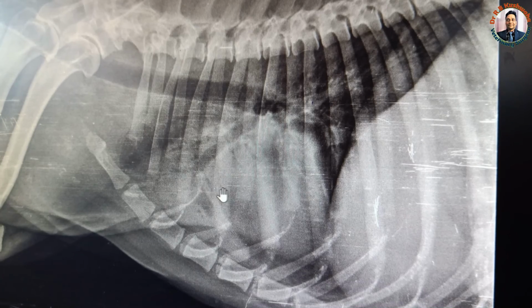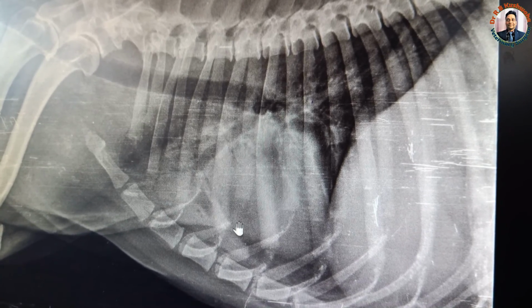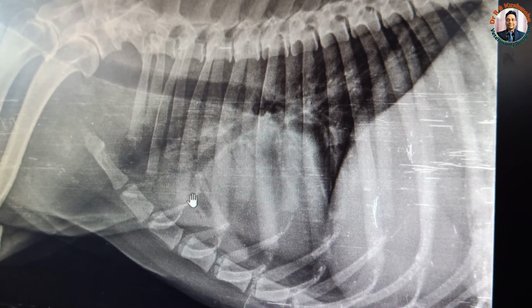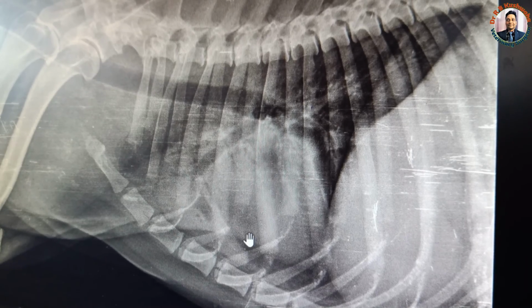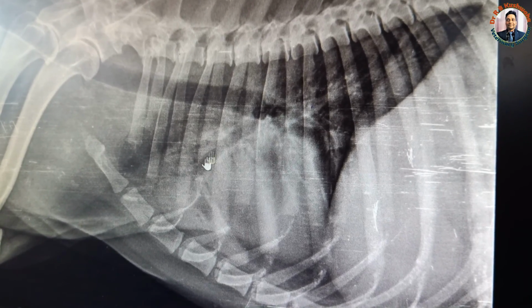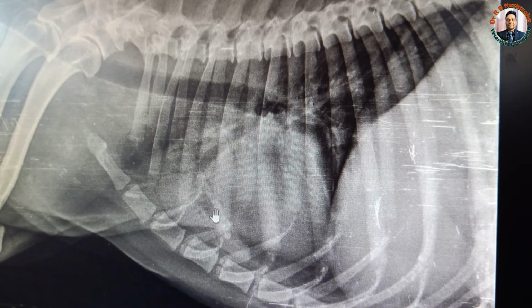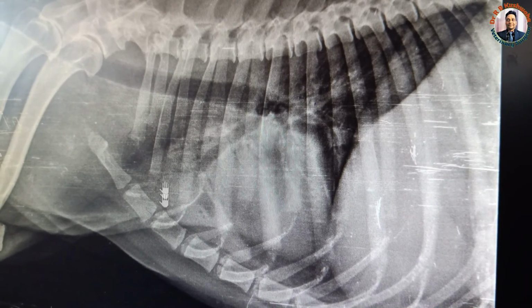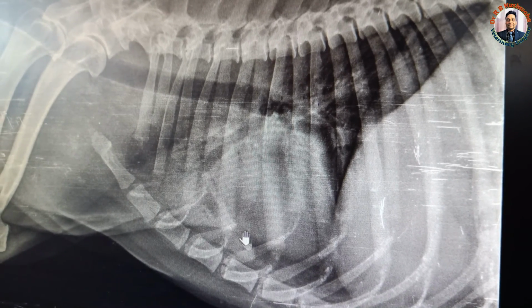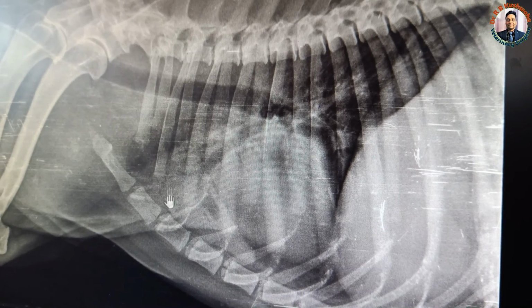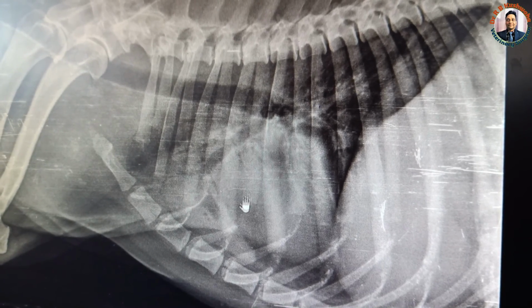It means fluid in the alveoli of the lungs. And when it is filled, what happened? It masks the edge of the heart, which means the cranial margin of the heart is obscured, masked by this particular lung lobe which is filled with fluid. So this is the reason for the coughing and the respiratory distress.